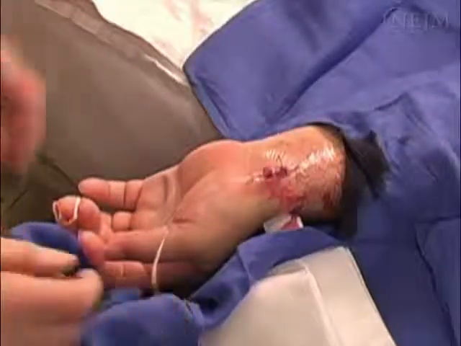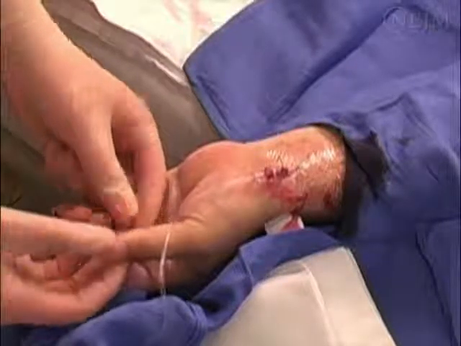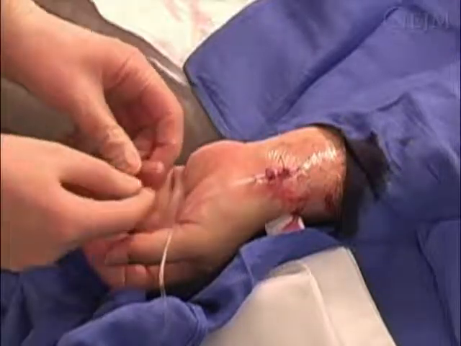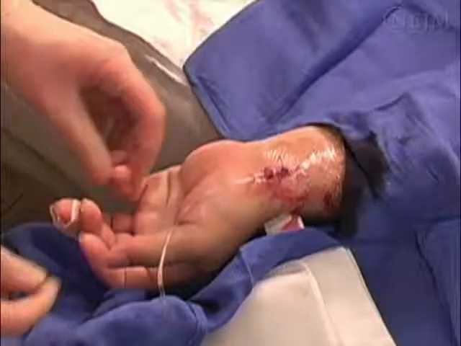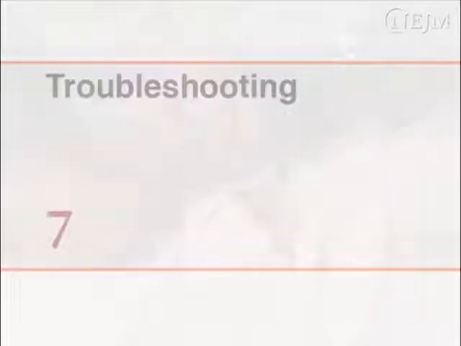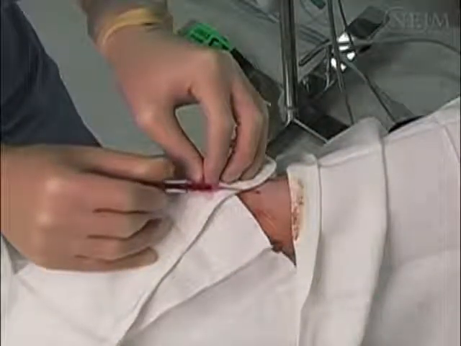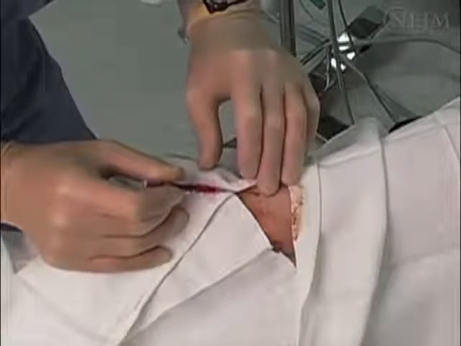Once the arterial line has been secured in place and the transducer connected, perfusion to the extremity should be rechecked. Perfusion should be checked periodically throughout the time the arterial line remains in place. There are some common problems that can occur during arterial line placement.